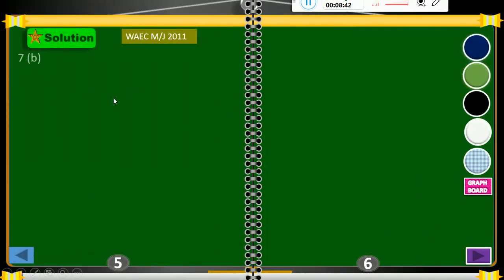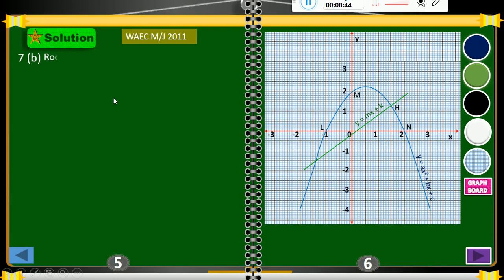We now come to question number 7b. That's the graph of that equation given there. So now from this graph, we are going to find the roots of the equation ax squared plus bx plus c is equal to mx plus k. And remember, this is the straight line and this is the quadratic curve. So now that gives us the point of intersection of the straight line and the quadratic curve. We have the first point here and then the second point here.